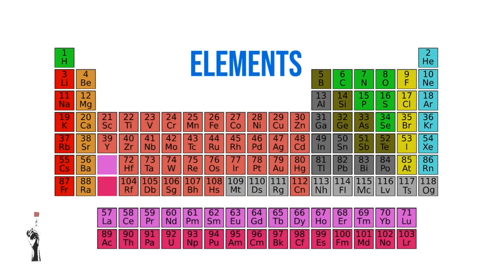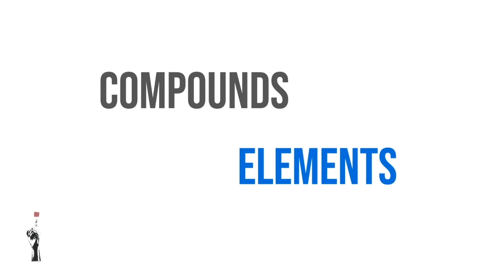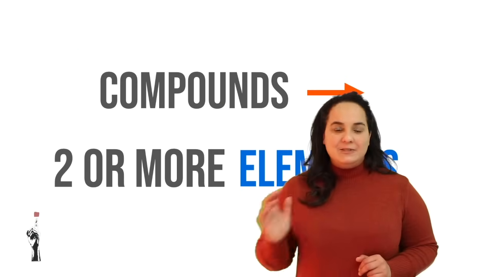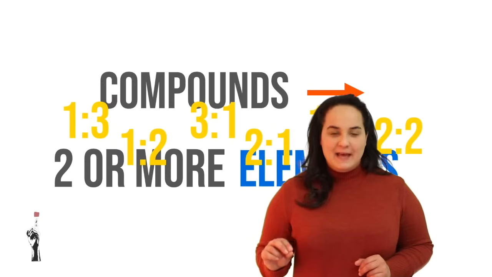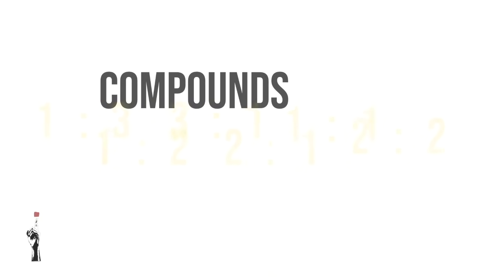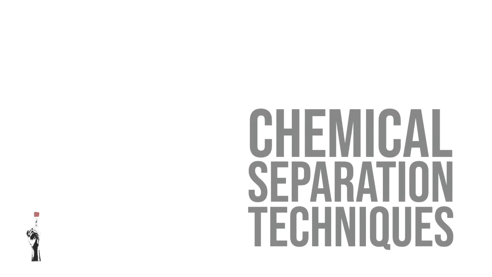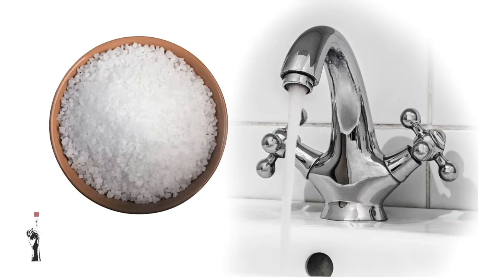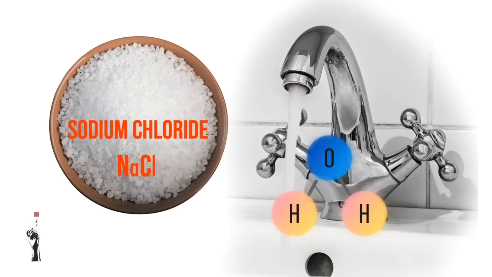In grade 8, we learned that compounds are made up of 2 or more different elements. These elements bind to one another in different ratios, and this specific ratio marks it as a compound. Compounds can only be separated by means of chemical separation techniques. Examples of compounds include the water that we drink to the salt we use at the dinner table. Salt is sodium chloride. Can you think of what water would be?